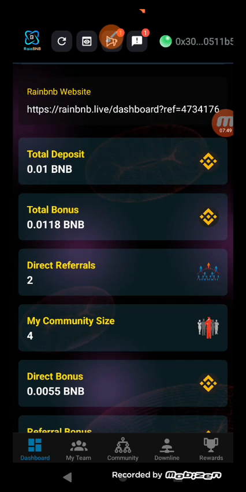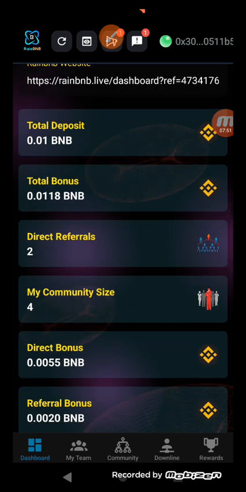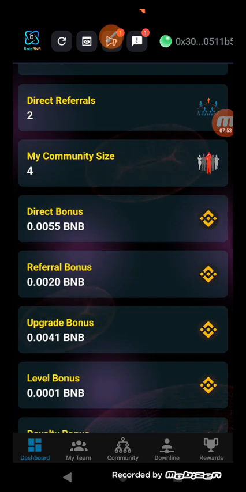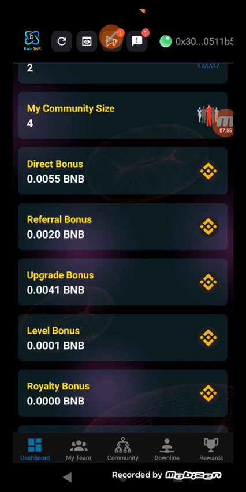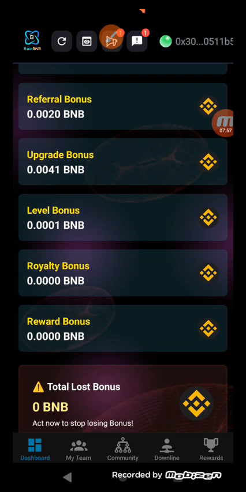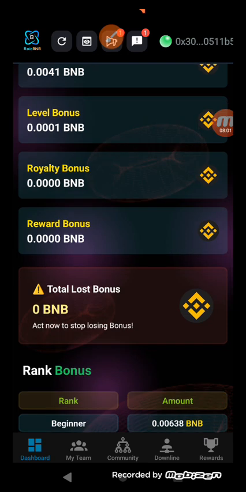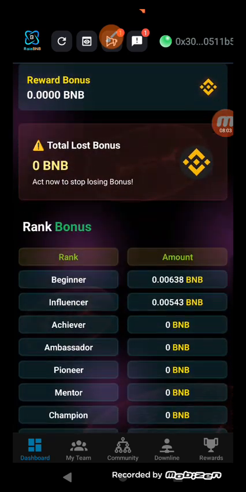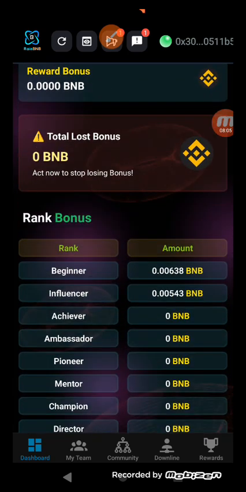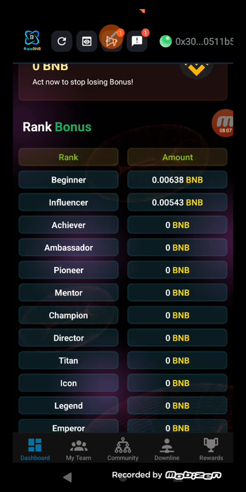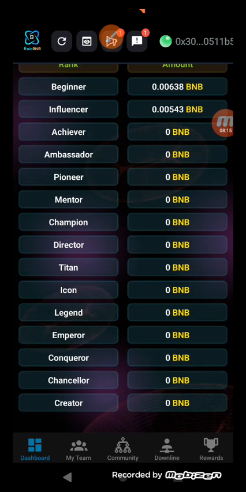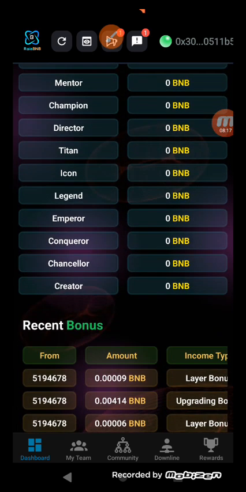We have what we call the direct referral bonus, the direct bonus, the referral bonus, the upgrade bonus, the level bonus, the royalty bonus, and the reward bonus. All of these bonuses are there. You will have different ranks. Beginner rank is the one you start with $4 worth of BNB. Then Influencer, the second level, Adviser, Achiever, Ambassador, Pioneer, Mentor, and so many of them, up to 15 of them.